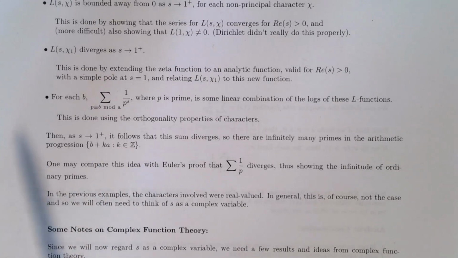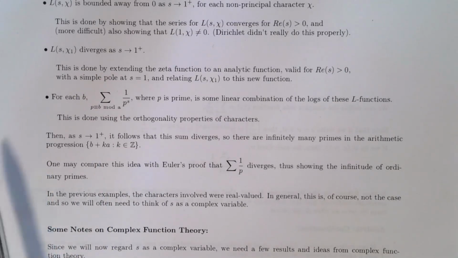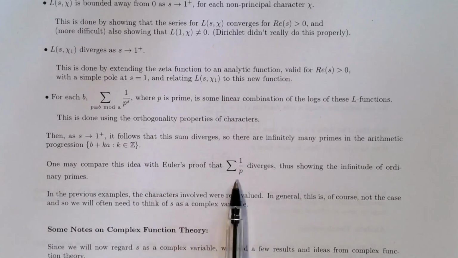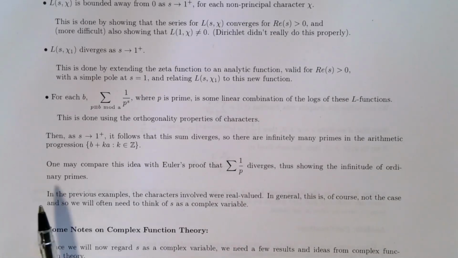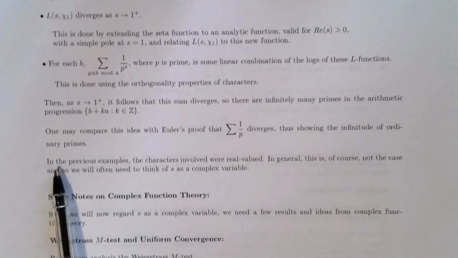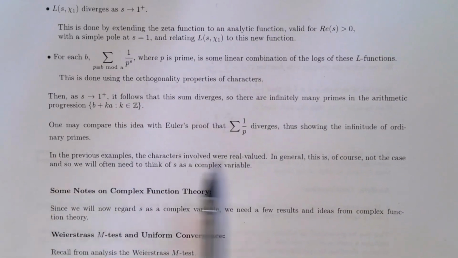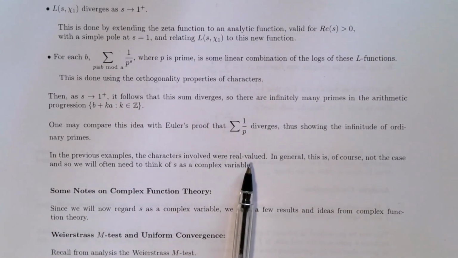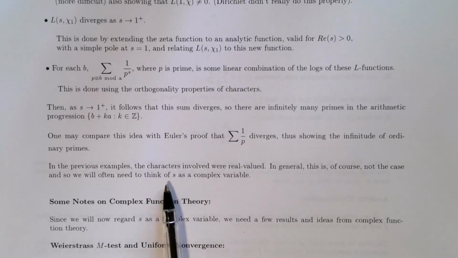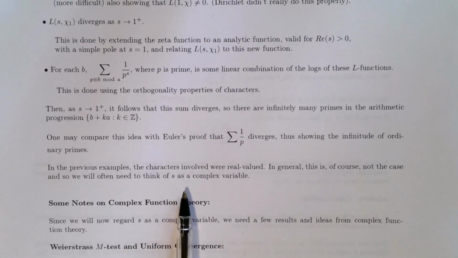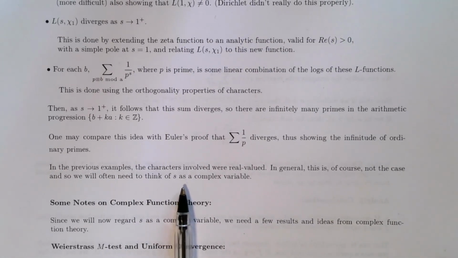Now again, we're modelling all of this on what we did with Euler's proof that the sum of 1 over p diverges. And in the previous examples, the characters we played with were real valued. In general, this of course is not going to be true, and so we now need to be thinking of s as a complex variable. Therefore, we're going to need to remind you of some important results to do with complex function theory, and we'll be doing that in the next section.